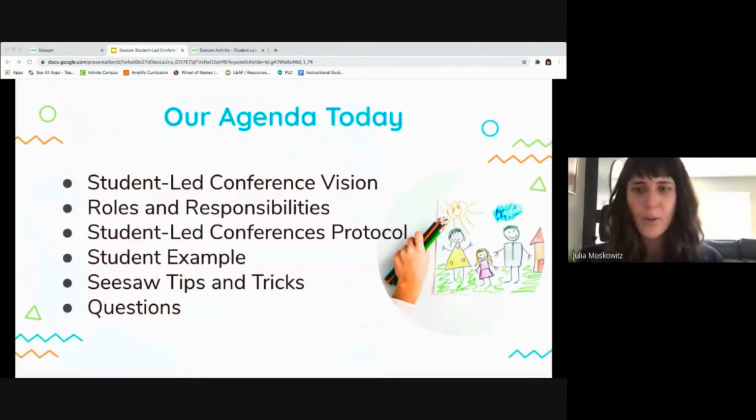So first I'll talk about kind of a vision of what student-led conferences actually mean. What are the roles and responsibilities of a teacher, a family or adult, and then also the student. What a protocol, organizing it in Google Meet, might look like. I have a student example from one of the parents and 3rd graders at my school, so I'll share that. How Seesaw can support this work, and then questions at the end.